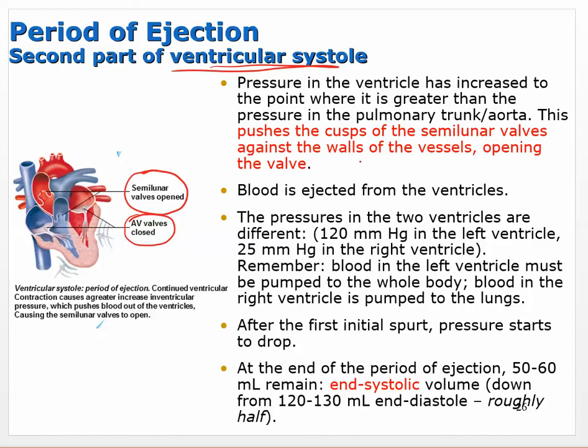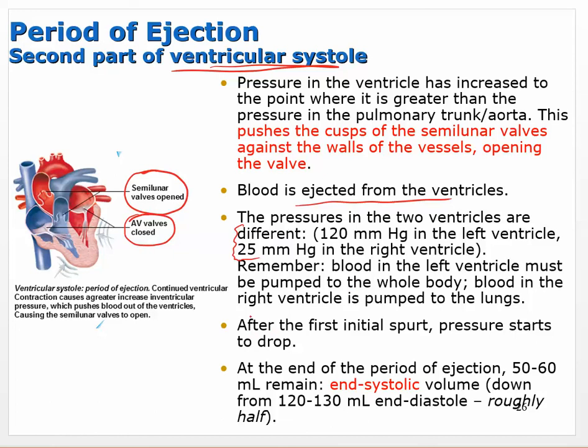Systole is contraction. Pressure in the ventricle is increased to the point where it's greater than the pressure in either the pulmonary trunk or the aorta. This pushes the cusps of the semilunar valves against the walls and opens the valve, and the blood starts to flow out of the ventricle. So blood is ejected from the ventricles. I mentioned earlier, so I'm not going to get too much into it, that the pressures are different from left and right.